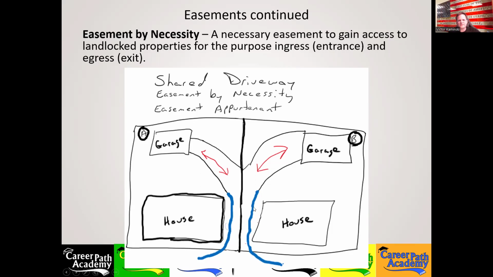But either way, yeah, this is another example that we often see in congested areas where there's an easement by necessity to get onto your property. It's necessary to cross over the neighbor's property, even if partially, to get to your own.